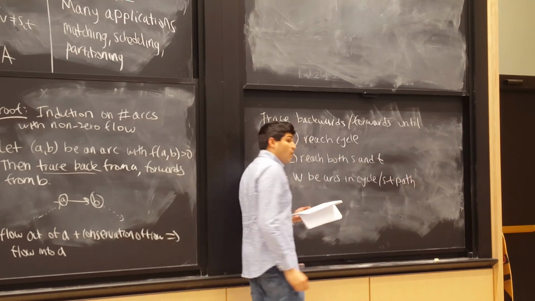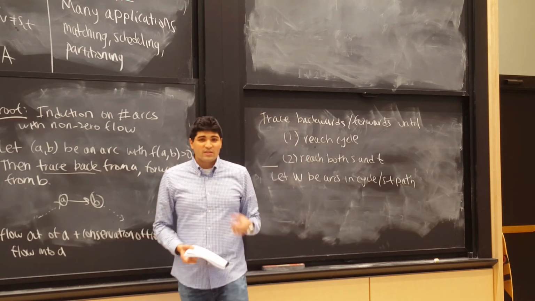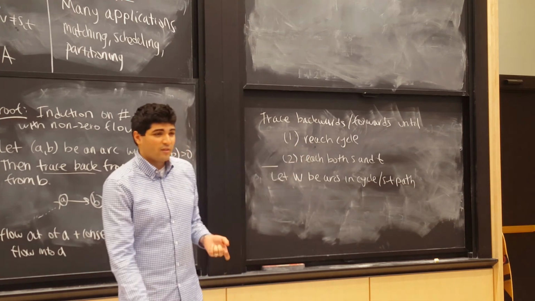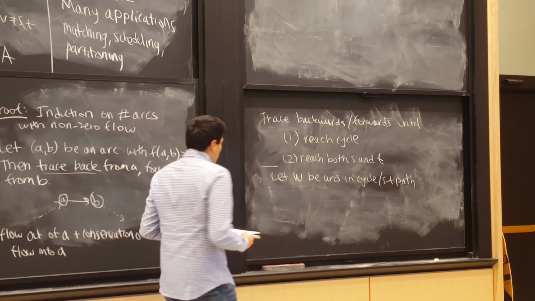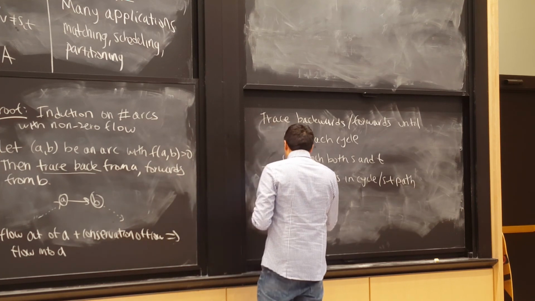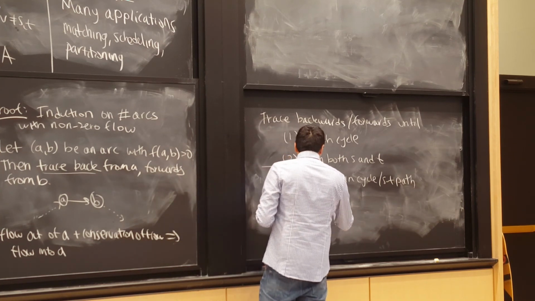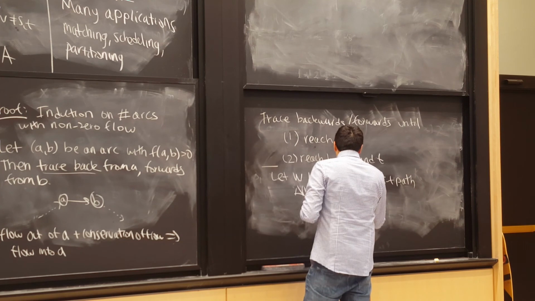So case 2 is the only case in which we create the ST path. Now when we create the cycle, some of the edges that we explored might not be a part of the cycle. We just take whatever is the smallest cycle that we've created, and we let W be the arcs in the cycle or path. And we're going to let delta W just be the smallest flow value of any of these arcs.